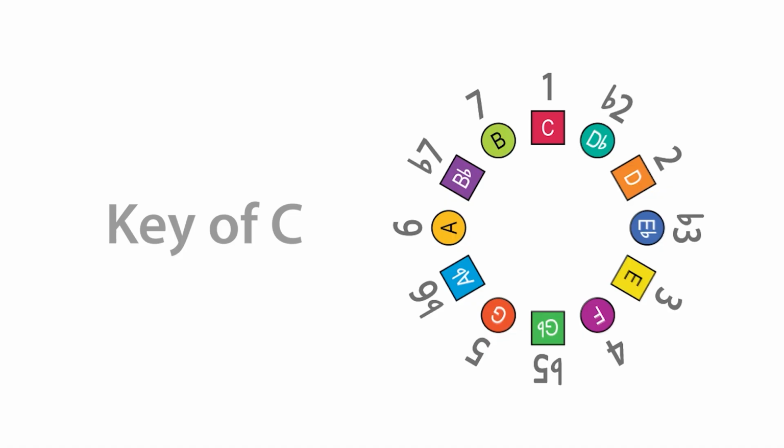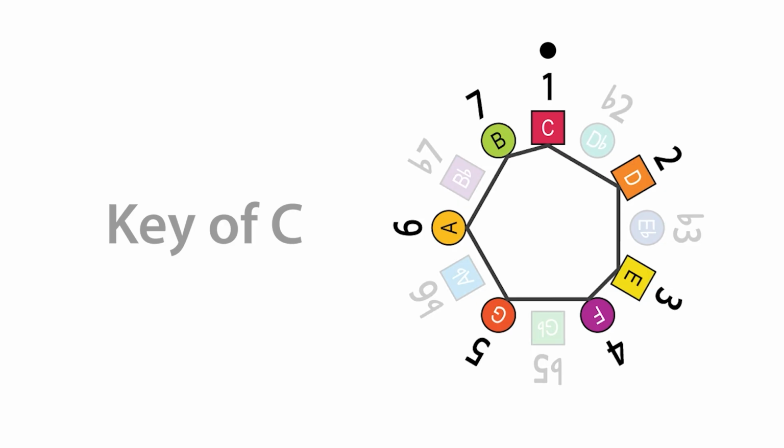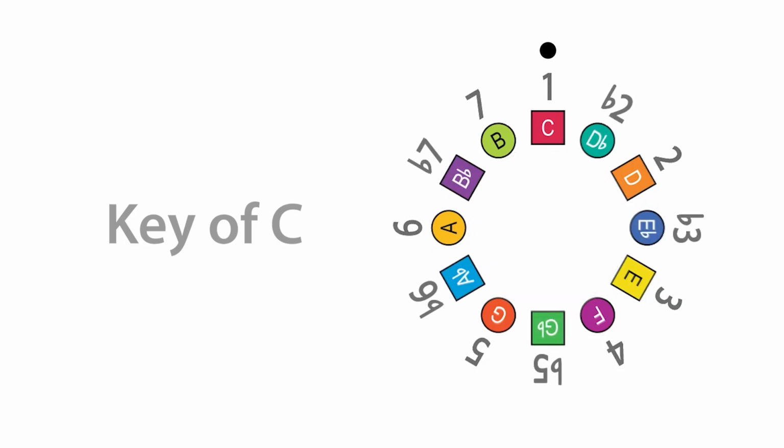To show you what I mean, let's focus on the key of C, for example, where C is the tonic, or interval 1. And then from there, all of the other notes are labeled with their own scale degrees. D is 2, E is 3, and so on to mark the notes in the major scale. And then the other notes are marked with their own numbers as well, like flat 2, flat 3, etc.